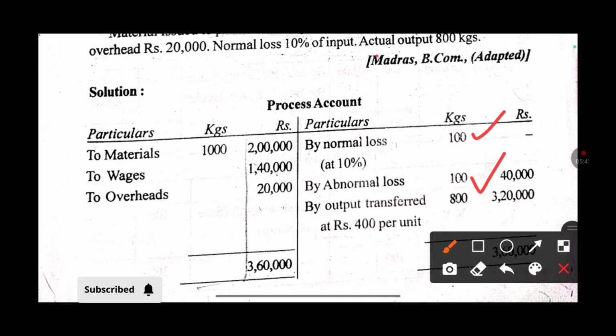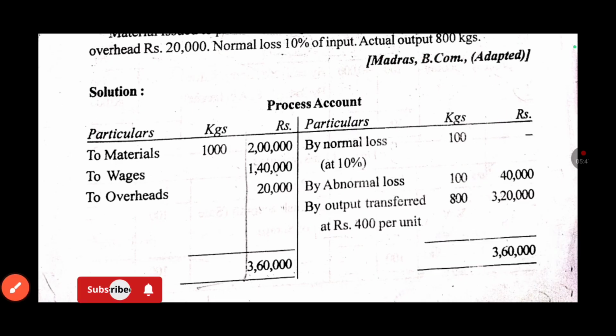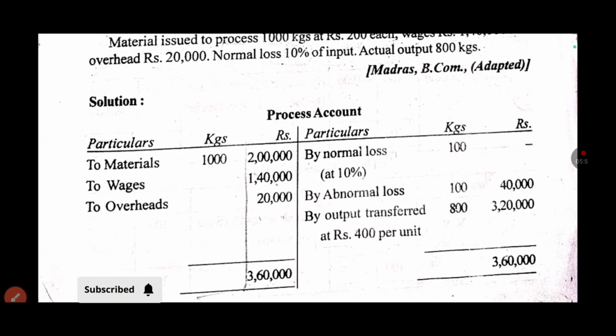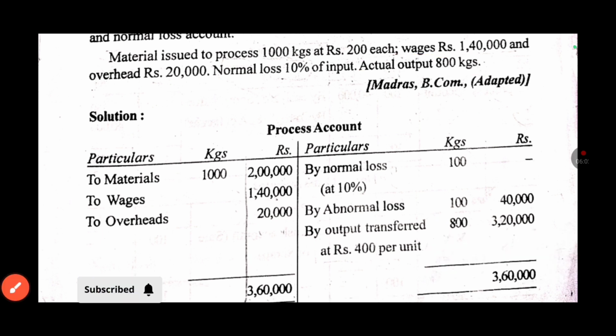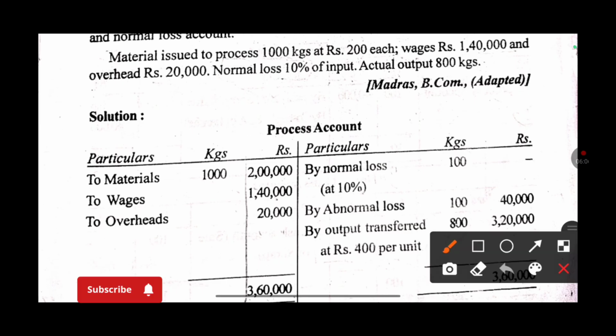Then the actual output given in the question. In a simple process account we find out the output value. So here, to find out the abnormal loss only, they have given in the question the actual output 800 kilos. So output quantity is entered on creditor side 800 kilos. Okay. Now we need to find out the value of abnormal loss and value of output. How can you find out? We have the format to find out.